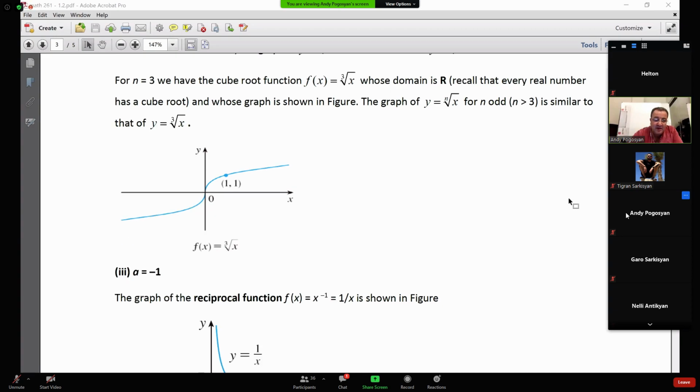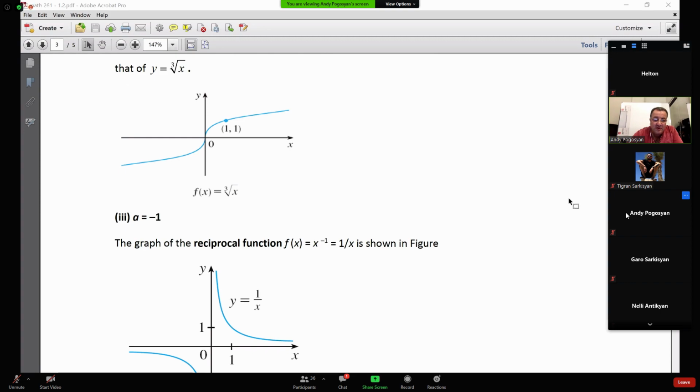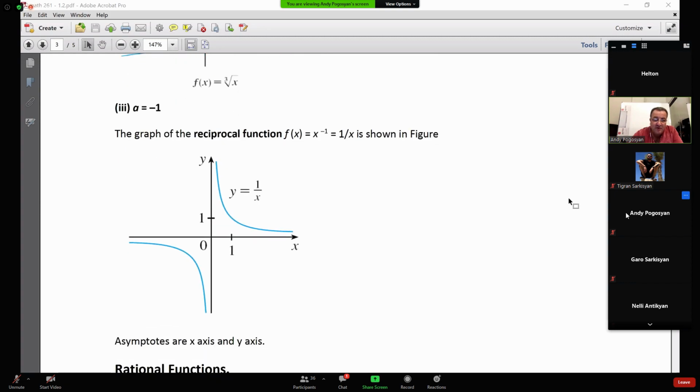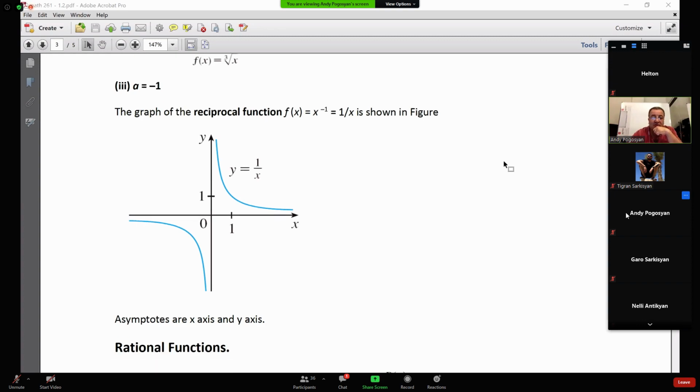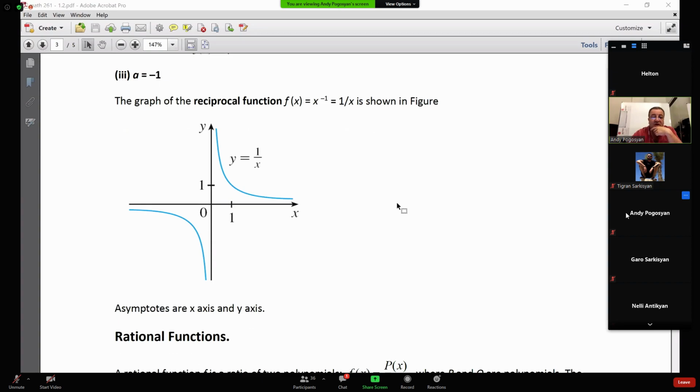If a is negative 1, the graph of the reciprocal function has this form. So f of x equals x to the negative 1, which is 1 over x. So x cannot be 0. So 0 is excluded from the domain of the function. So we have a vertical asymptote at x equals 0. And when x approaches infinity, 1 over infinity, positive or negative, will approach 0. So we have a horizontal asymptote also.